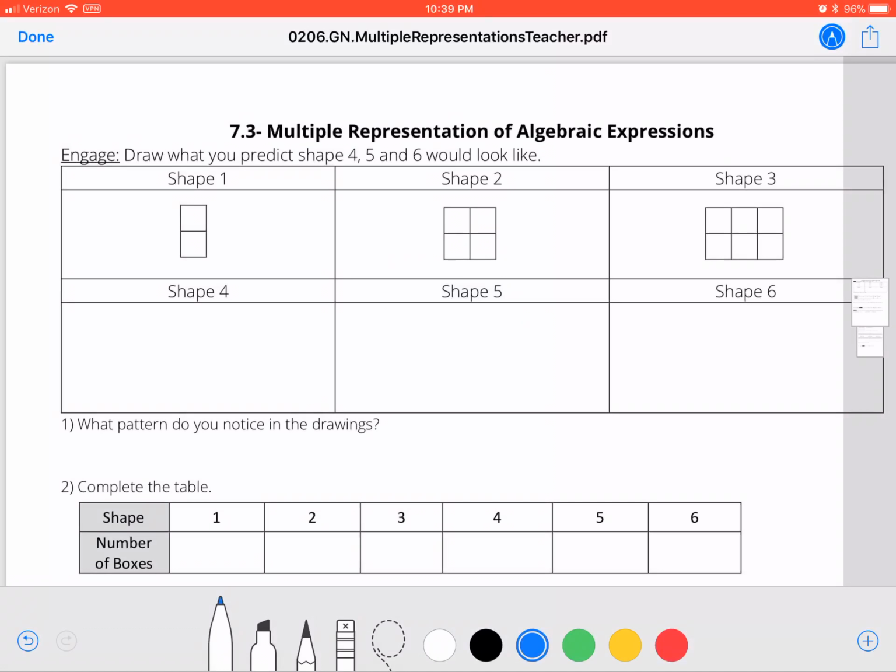Where it says engage, draw what shape you would predict for shape 4, 5, and 6 would look like. So I want you to go ahead and pause the video for a second and make a quick sketch. What do you think it would look like for shape 1, 2, and 3 to be continued to become shape 4, 5, and 6? And then whenever you're ready to check your drawings, go ahead and resume the video.